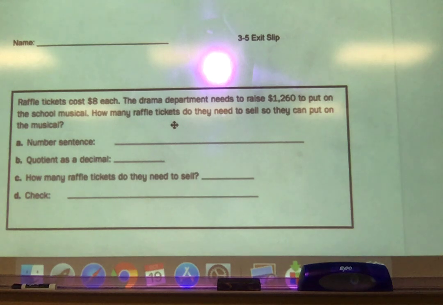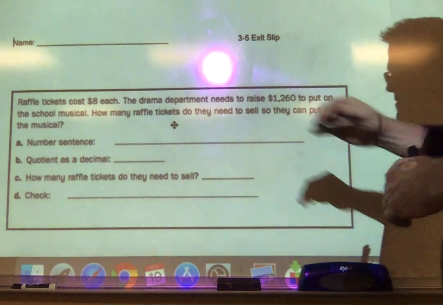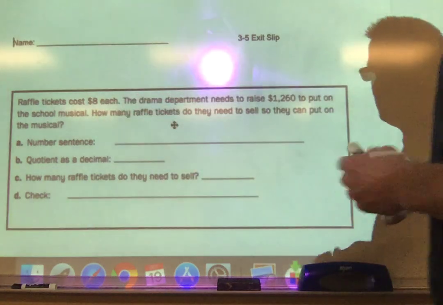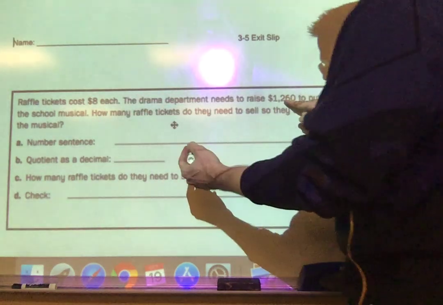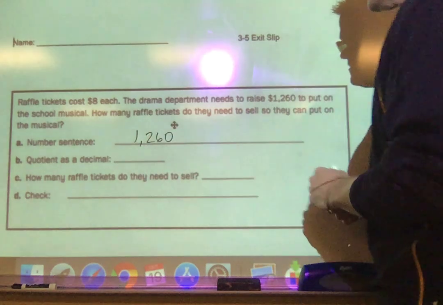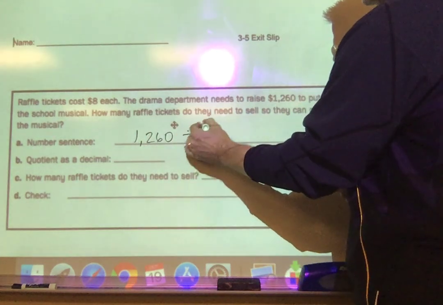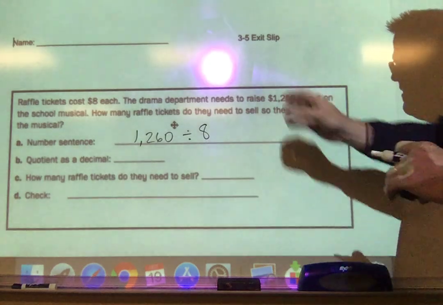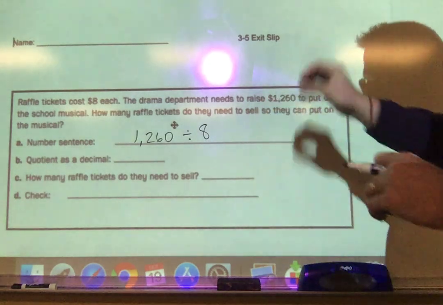We know that raffle tickets cost $8 each, and the drama department needs to raise $1,260 to put on the school musical. So we need to know how many raffle tickets they need to sell so that they can put on this musical. I'm making equal groups here. I know this is division because I'm making groups of 8. So I need to raise $1,260. So what am I starting with is $1,260, and I need to divide that into groups of 8 because every 8 is a raffle ticket.